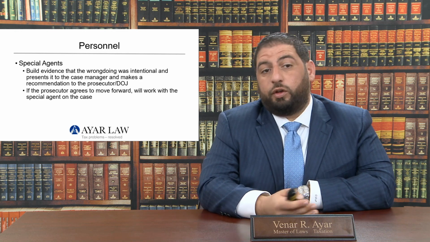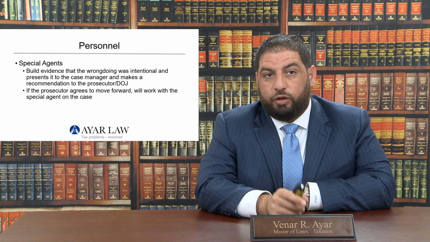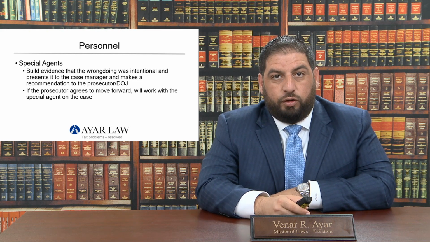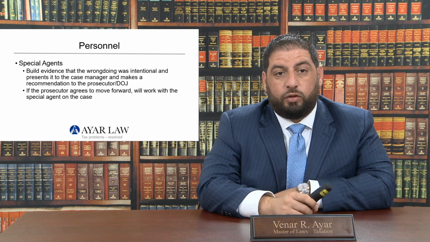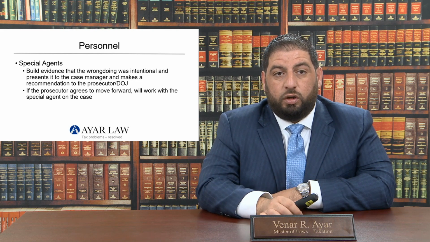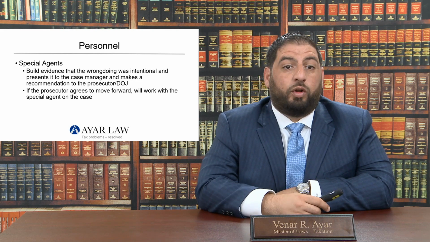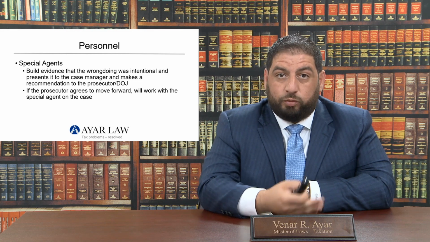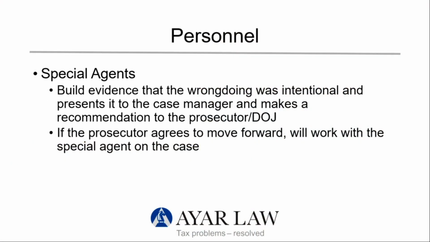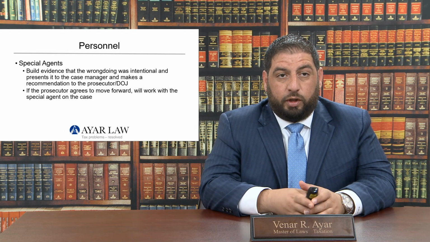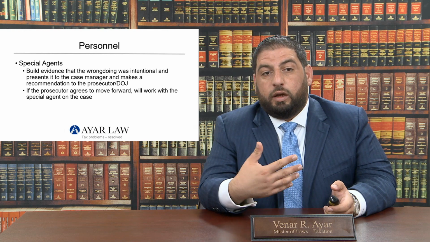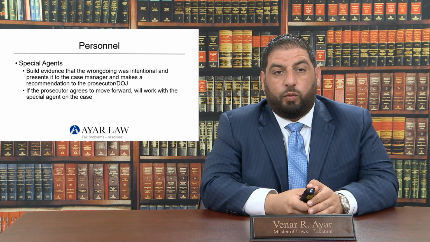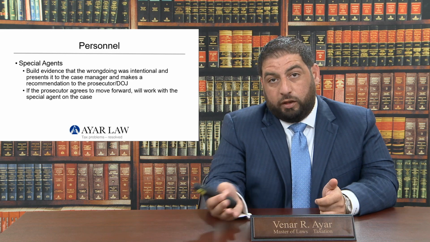Personnel you would be dealing with, other than group managers, of course, are called special agents. They're the ones with the gun and the badge. If somebody ever identifies himself from the IRS as a quote-unquote special agent, then they are with the Criminal Investigation Division. They are law enforcement personnel. They can make arrests, and they do carry a firearm. Their job is to build evidence that wrongdoing was intentional. They build a file. They do what's called a special agent's report, and they present it to a case manager and make a recommendation to the prosecutor at the Department of Justice.